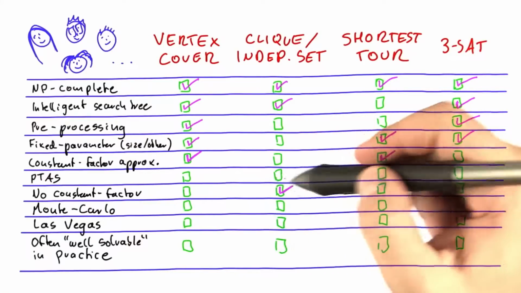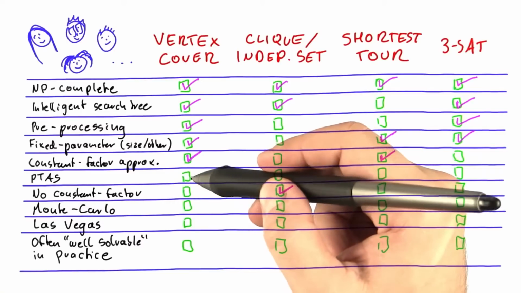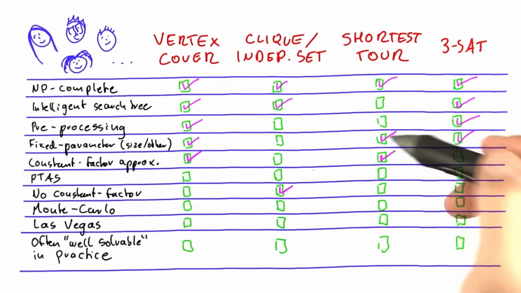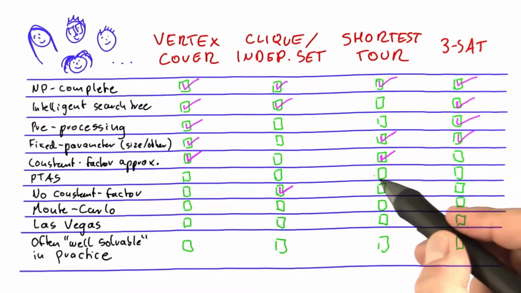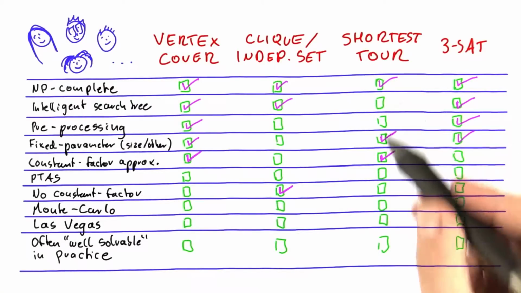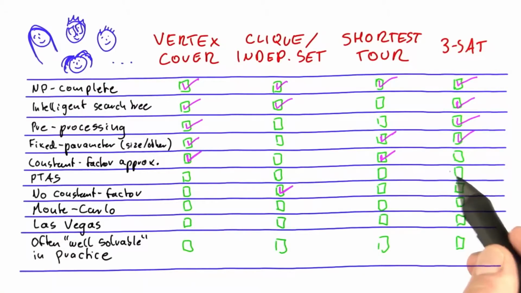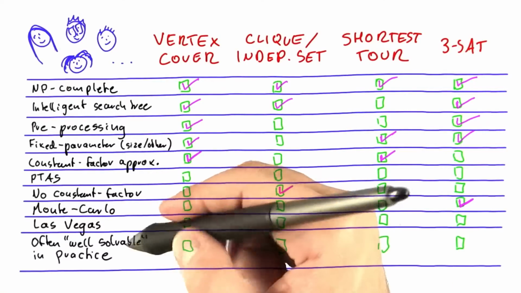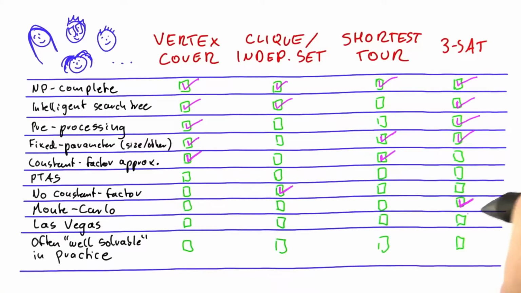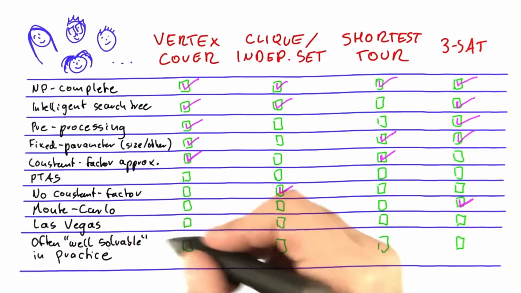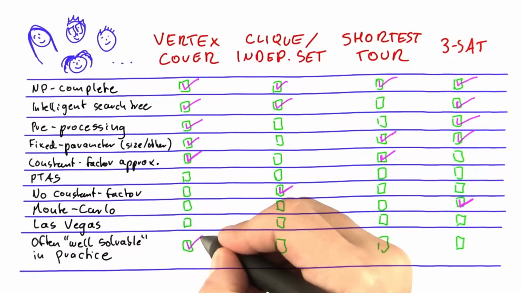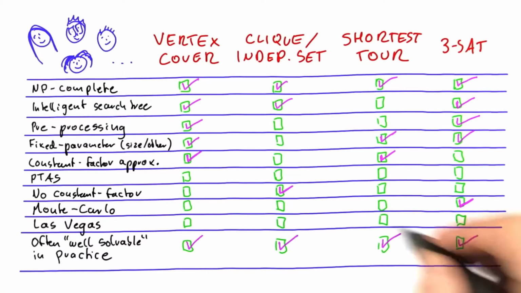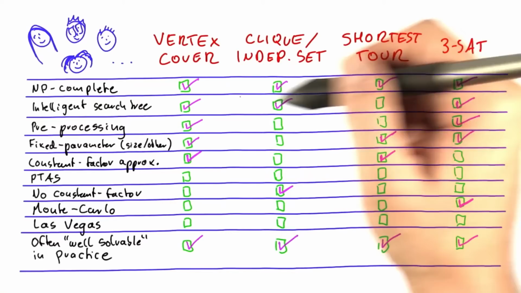Regarding a PTAS, we know there's none available for vertex cover. We also know there's none available for clique and independent set unless P equals NP. We mentioned briefly that there might be some available for special cases of shortest tour, but not in the general case, also not for 3SAT. Then we had the Monte Carlo algorithm for 3SAT. We did not go much into Las Vegas algorithms here, but what we then also did, we mentioned that all of these problems here are usually much better solvable in practice than the worst case analysis and their NP completeness suggests.